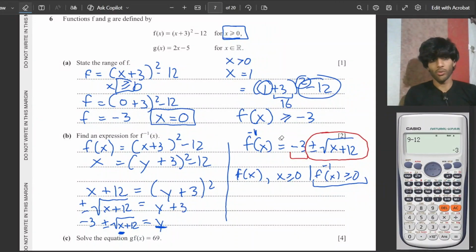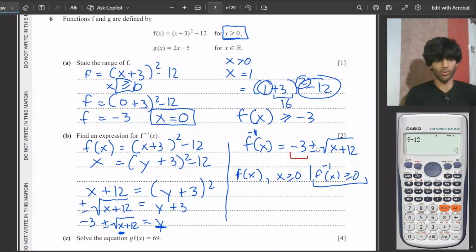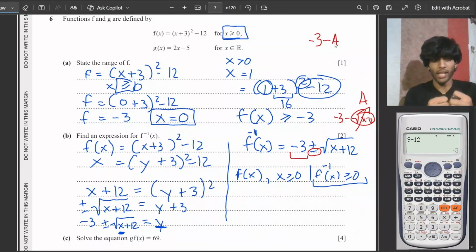See, what happens if I choose a negative sign over here? If I choose a negative sign, it's going to be negative 3, negative under root x plus 12. What does that do? So it's negative 3 and another negative number. Let's say under root x plus 12 solves to give you another number. Let's call that number a. So essentially what you have over here is negative 3 and negative a. They're going to add to give you a negative number, right? You don't want a negative number. Your range only allows you to have values that are 0 or positive.